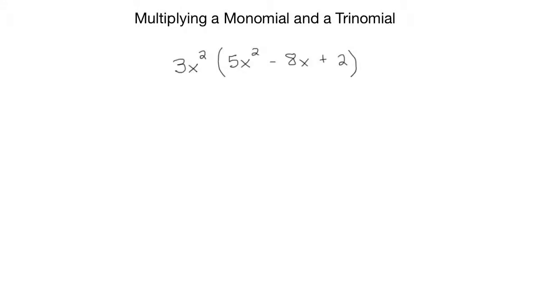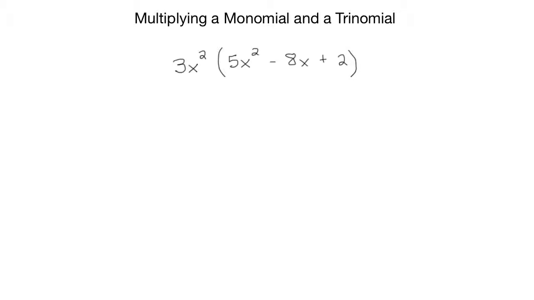Hello everyone, welcome to an algebra tutorial video learning about how to multiply a monomial and a trinomial together. It's within the unit of polynomials. We're learning how to add, subtract, multiply, and divide polynomials together. And we're taking a monomial, a one-term polynomial. You can see right here we've got 3x squared. And I'm going to multiply it by a trinomial, that's three terms. We've got 5x squared minus 8x plus 2.